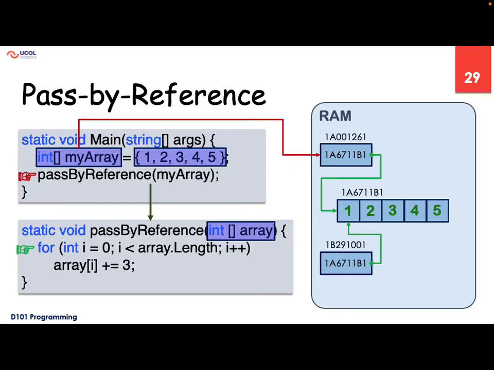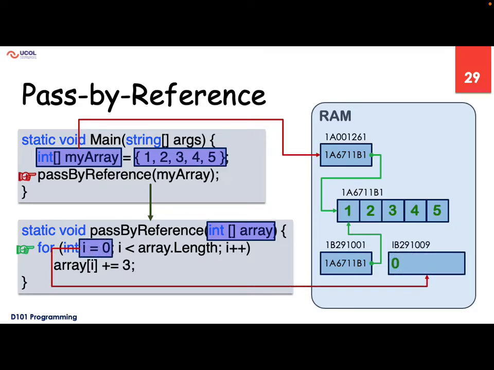Now we come back here and start executing that method. We create a variable i equals 0, then we need to check the condition. The condition is true. We are increasing the value at index 0 by 3. So what will it do? It will change the first value in the original array. You understand? Is this point clear? Because both of them are pointing to that one.